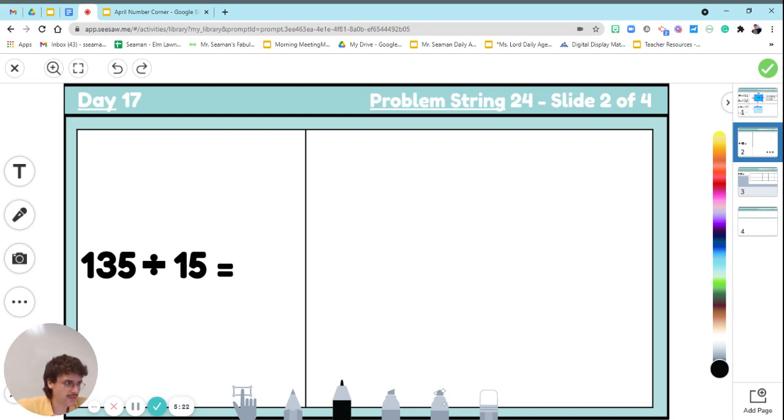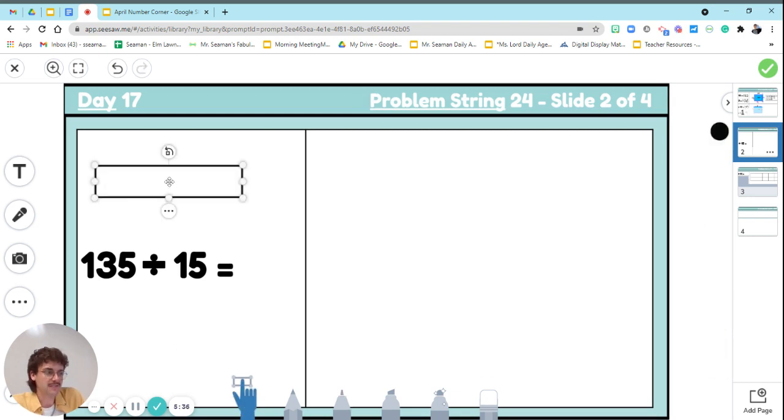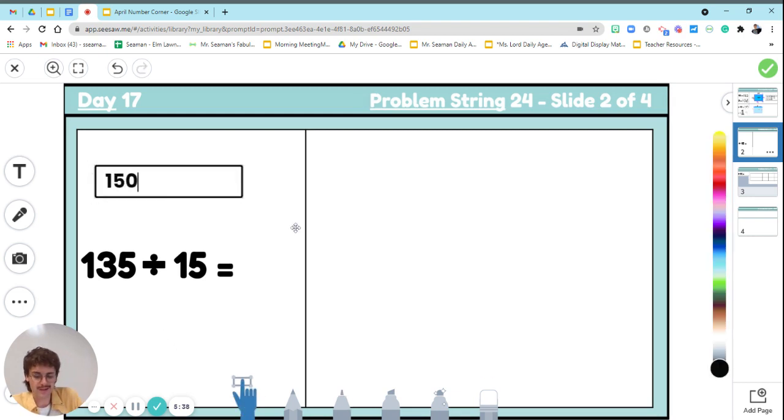So 135 divided by 15. This kind of seems like a difficult problem. This doesn't seem like a very simple one. Let's think about a problem that could be simpler. So what about, instead of 135 divided by 15, what if we did 150 divided by 15?